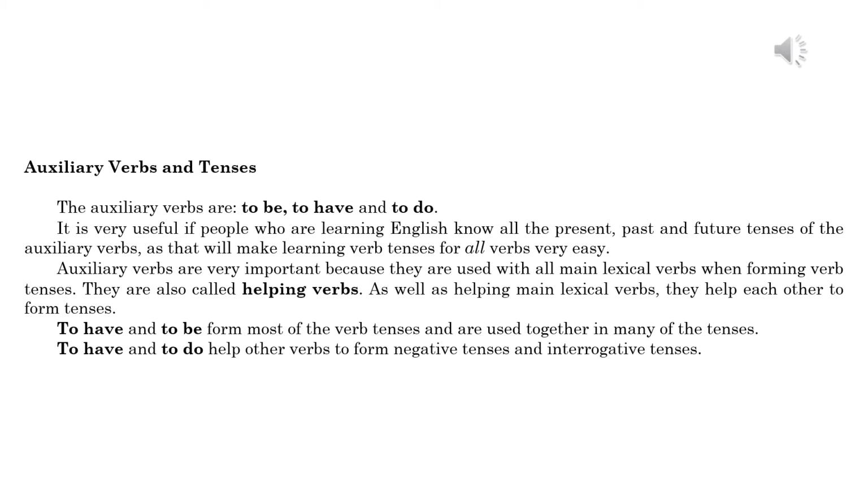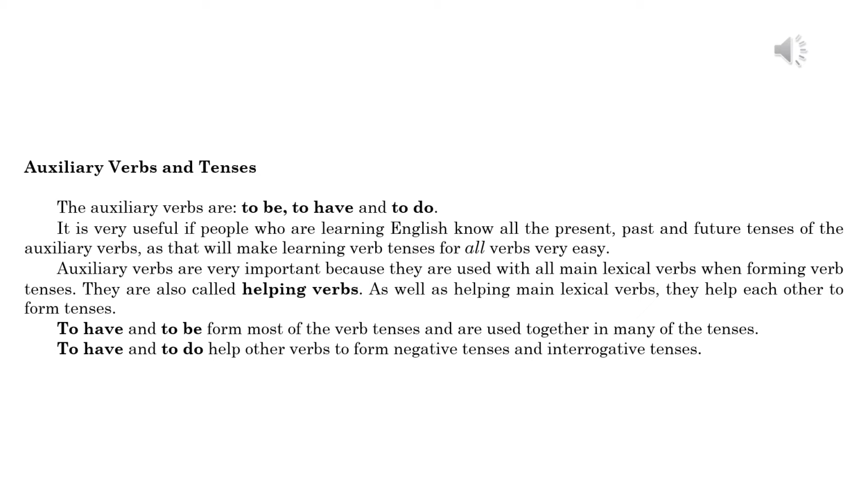It is very useful if people who are learning English know all the present, past, and future tenses of the auxiliary verbs, as that will make learning verb tenses for all verbs very easy. Auxiliary verbs are very important because they are used with all main lexical verbs when forming verb tenses. They are also called helping verbs. As well as helping main lexical verbs, they help each other to form tenses.